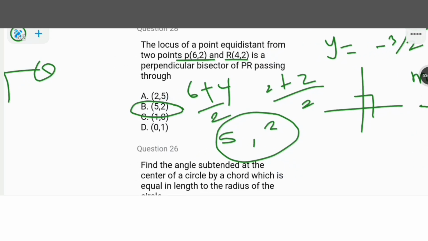So that's option B. Be careful of option A. They're trying to confuse you. A is not the answer. The answer is option B.